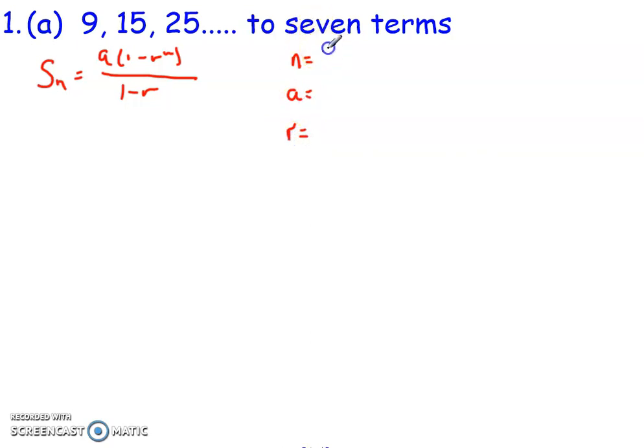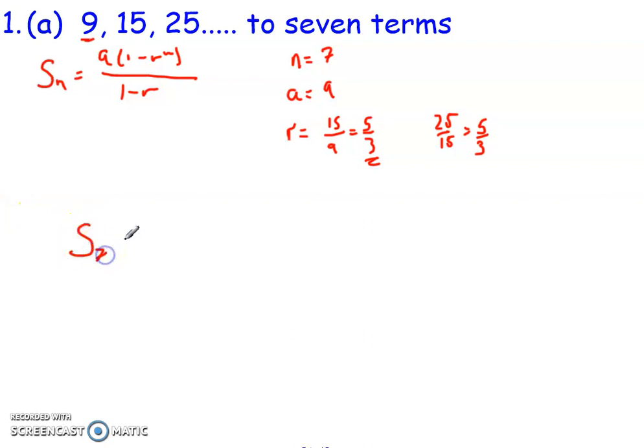So the n for this one is 7. We want up to 7 terms here. The a, the starting term, is just this one here, so in this case it's 9. And then my common ratio: looking at the ratio of 2 consecutive terms, I've got 15 over 9, which is 5 over 3. If I did the next two, I'd get 25 over 15, which would also give me 5 over 3. So your common ratio in this case is 5/3. All I then have to do is plug it into the formula, stick it in a calculator, and I'm done.